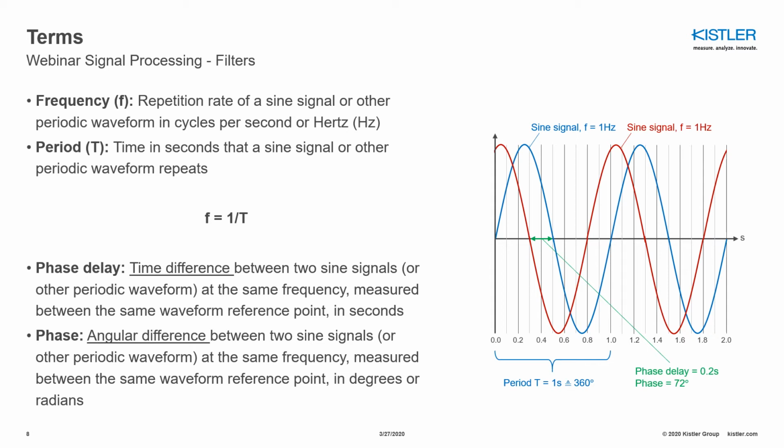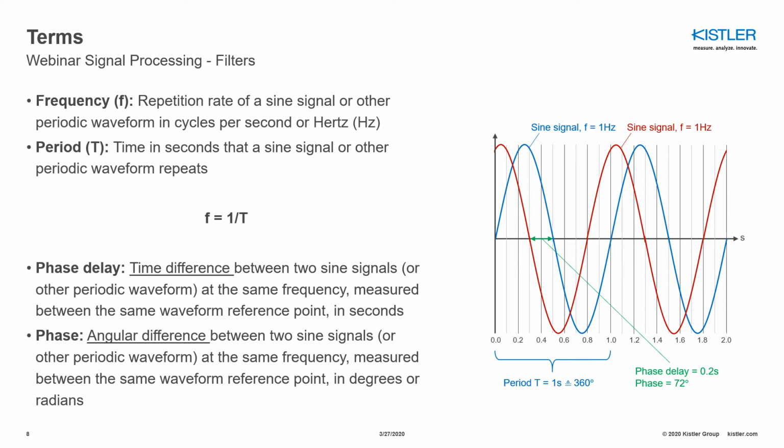However, if we are talking about the phase, we are talking about an angular difference between two periodic waveforms at the same frequency. So again, if we have a look at the graph on the right side, we can see the green marking, which basically indicates the phase. And in this case, the phase between the red and the blue signal is 72 degrees. And the reference is always one period, which equals 360 degrees.